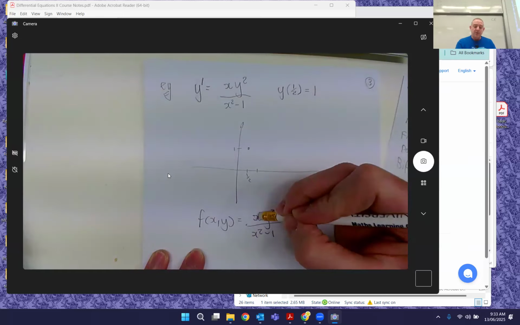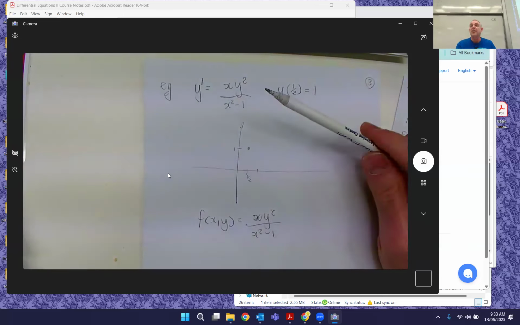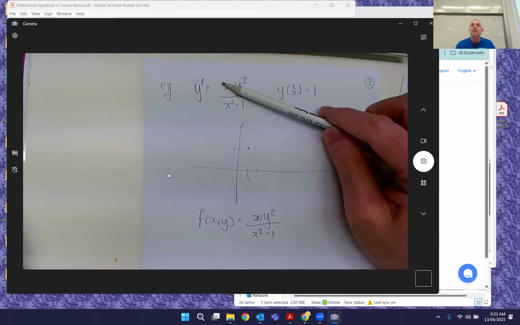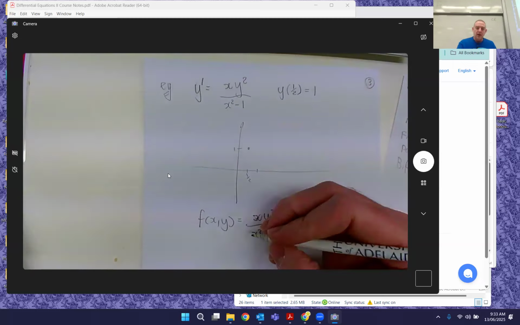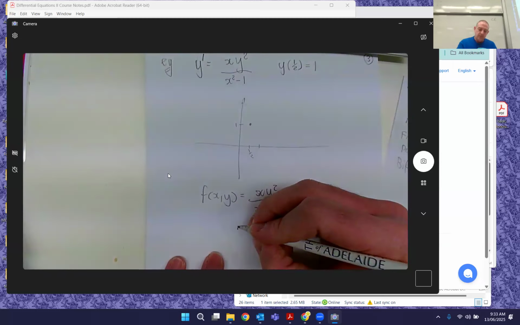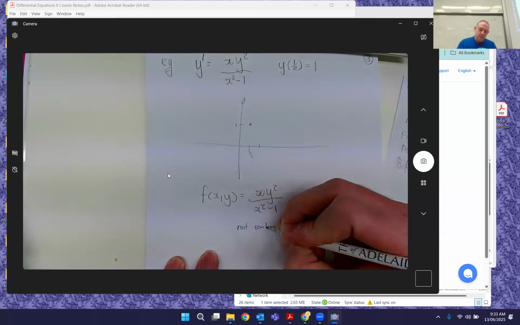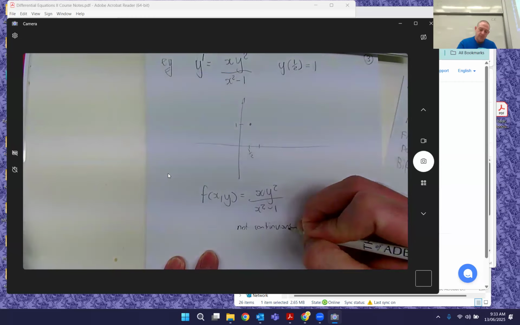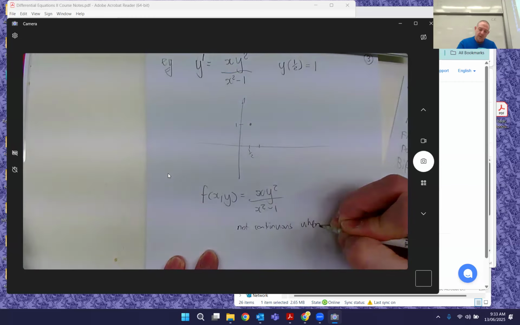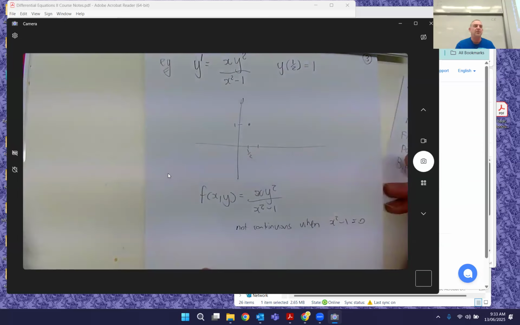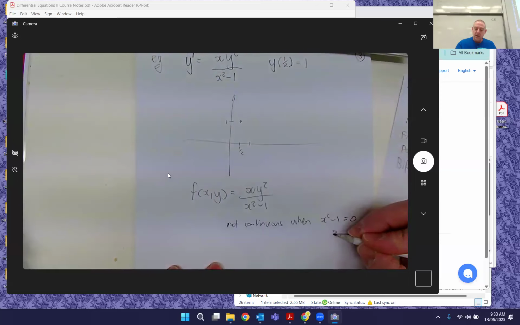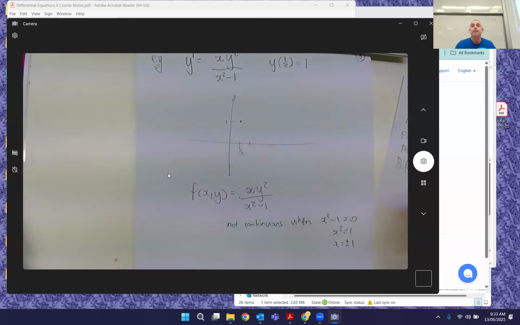And if you got a raw differential equation, it'll never say f of x anywhere. You have to declare that this bit is called f of x. So f of x is equal to this, and it's not continuous when x squared minus 1 is 0, because the denominator is not allowed to be 0. That's ridiculous. And so I get x squared is 1, and so x is plus or minus 1. So it's not continuous at those points.